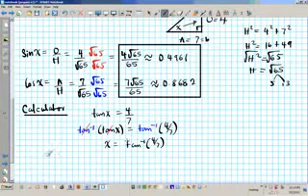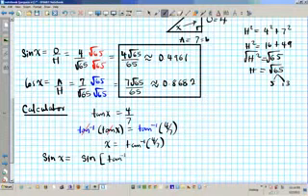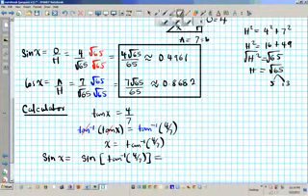Okay? So to find sine x, it is simply the sine of the inverse tangent of 4/7. Why did I do that? Because x is the inverse tangent of 4/7. So I just took this x out and I replaced it with the inverse tangent of 4/7. So this is what we're going to place into our calculators.